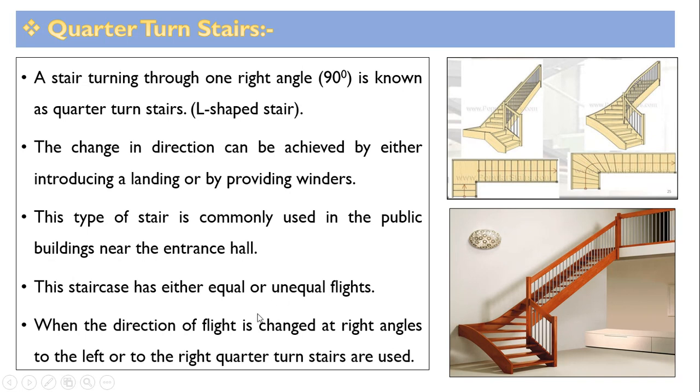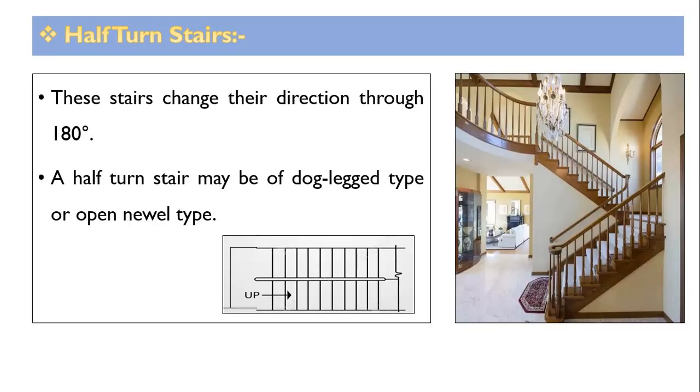When the direction of the flight is changed at right angles to the left or to the right, quarter turn stairs are used. So in case of quarter turn stair, it turns through 90 degree. The change in direction can be achieved with the help of landing or sometimes with the help of winders. Winders are nothing but triangular steps, or you can say tapered steps.